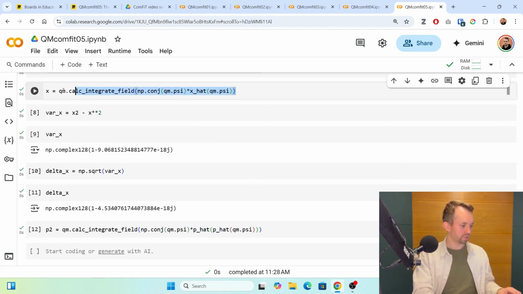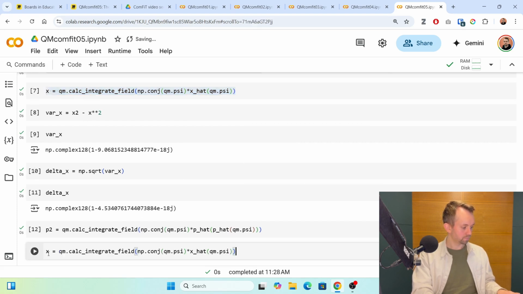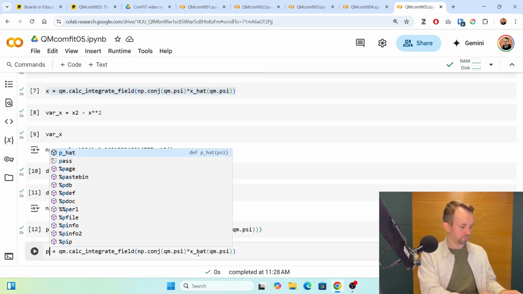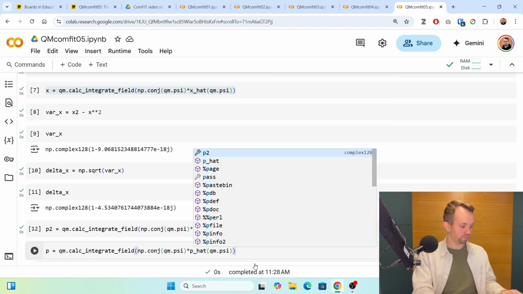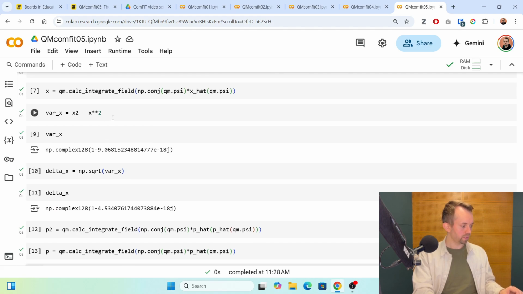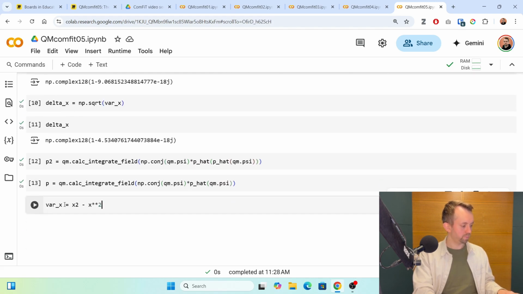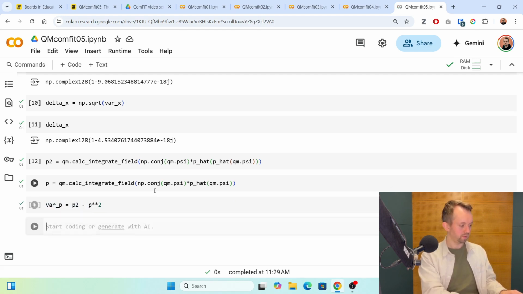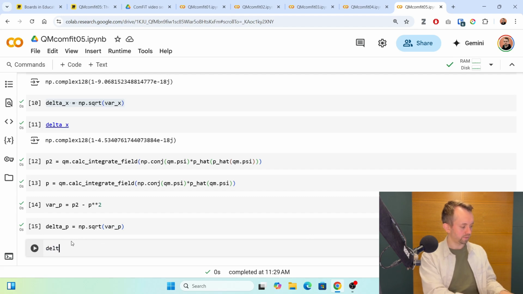And then the expectation value of p is going to be just p applied to the psi field. And then we can calculate the variance in p as p squared minus the expectation value of p squared. And then finally, we can calculate the standard deviation in the momentum by taking the square root of the variance. So now we have delta x and delta p.